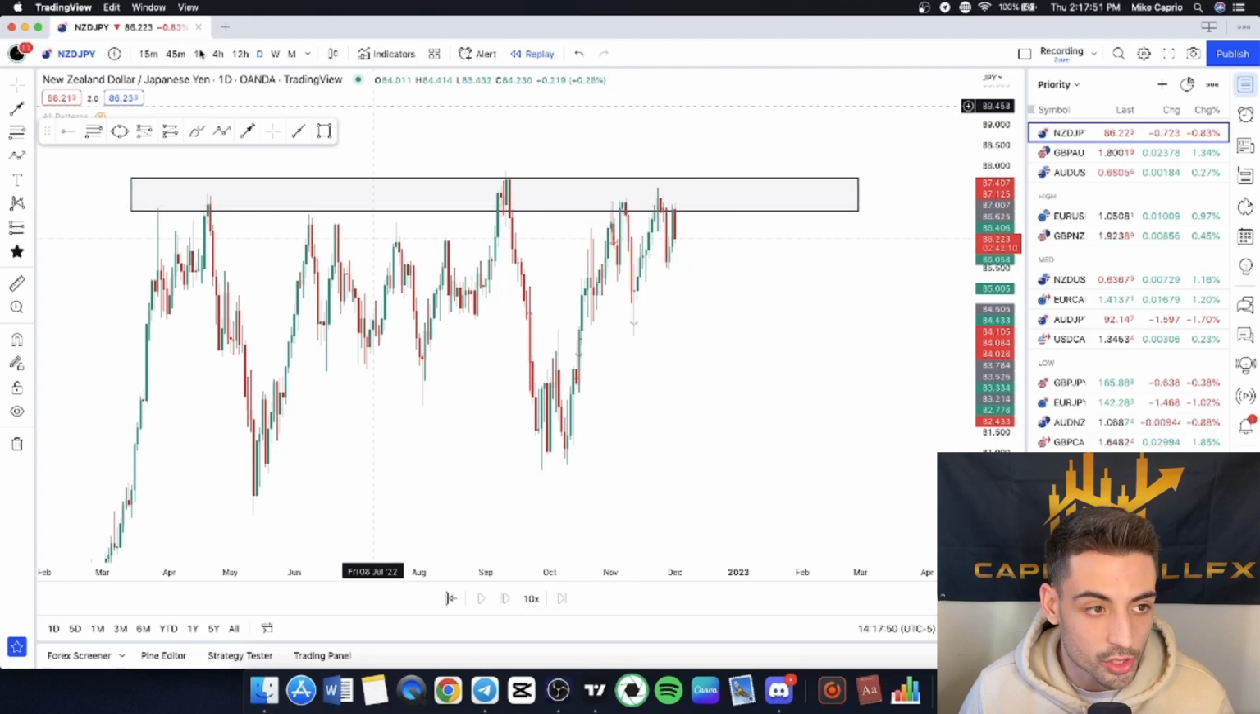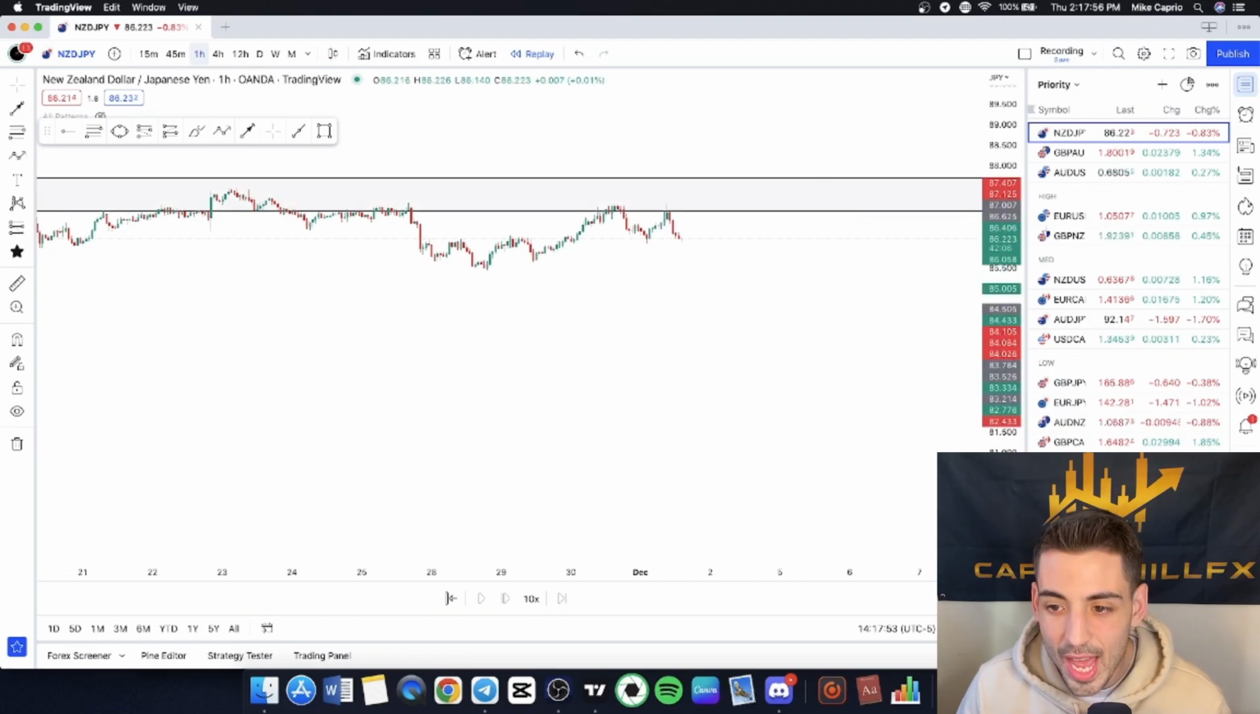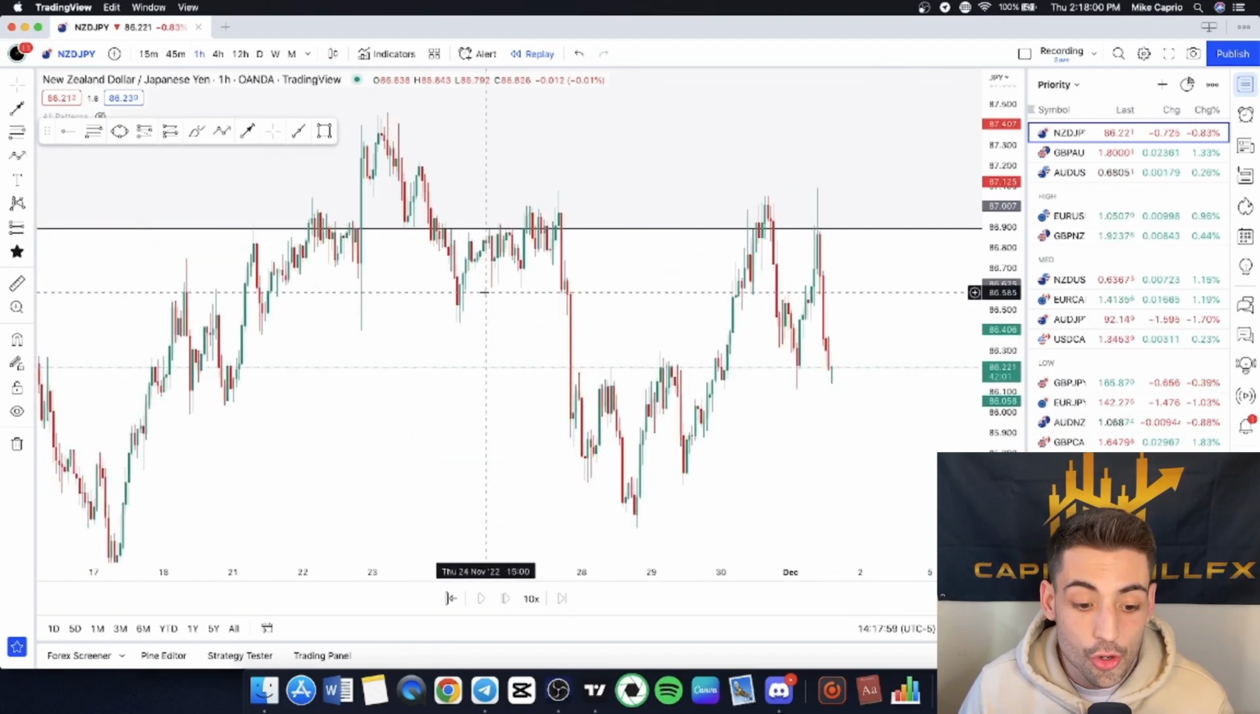NZD/JPY. We're going to scope down to the hourly time frame and see exactly what I was looking for on the hourly time frame, so that maybe you could incorporate this simple trading strategy into your own lifestyle.